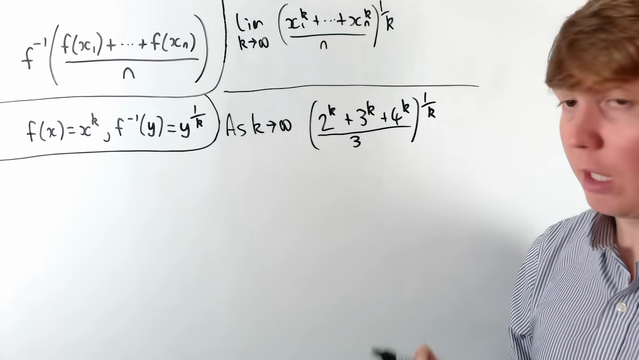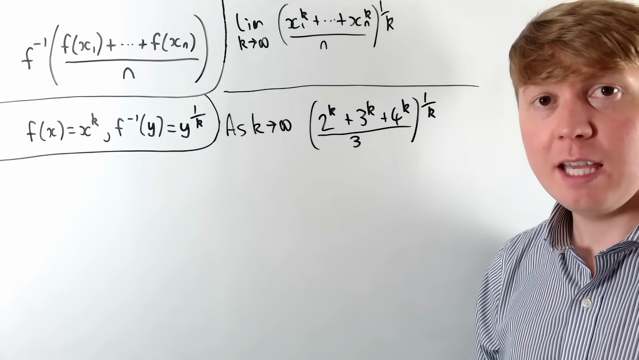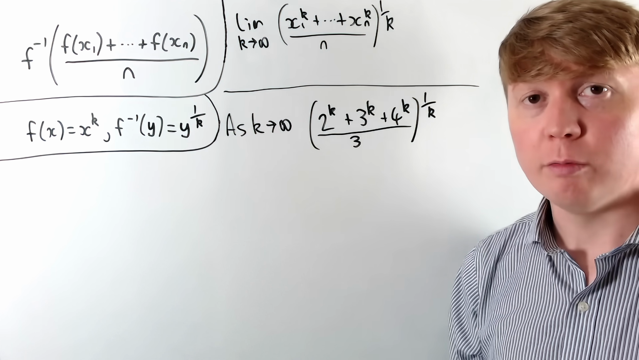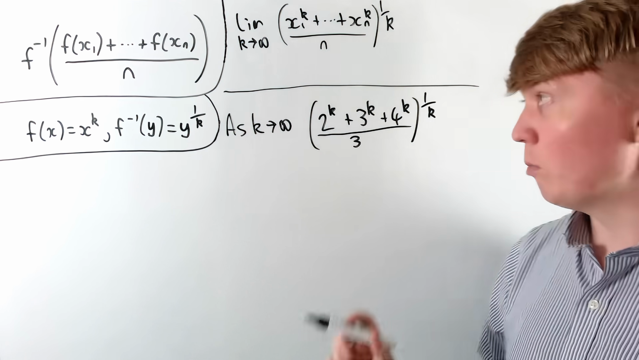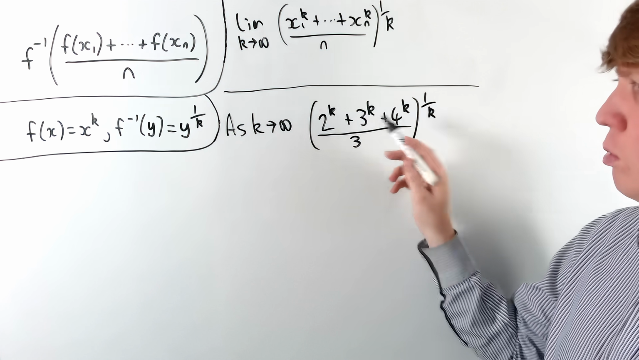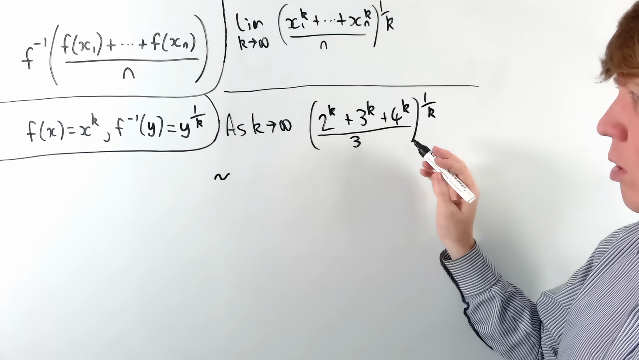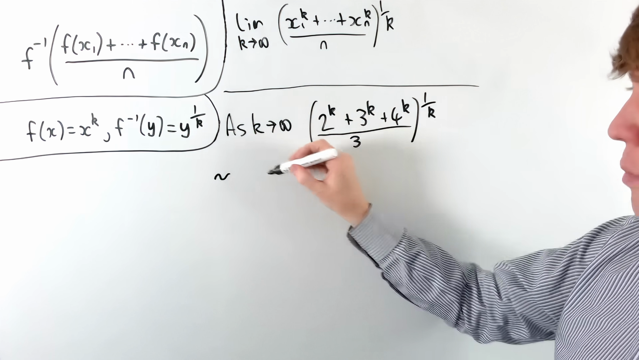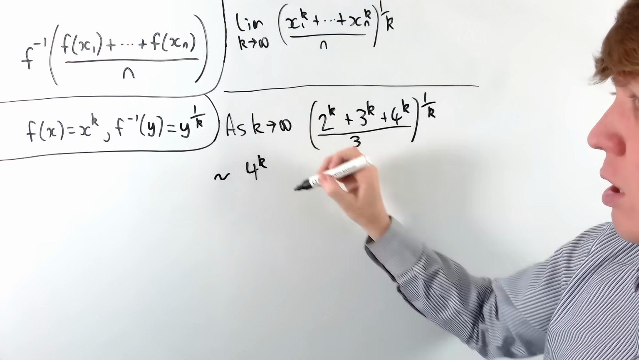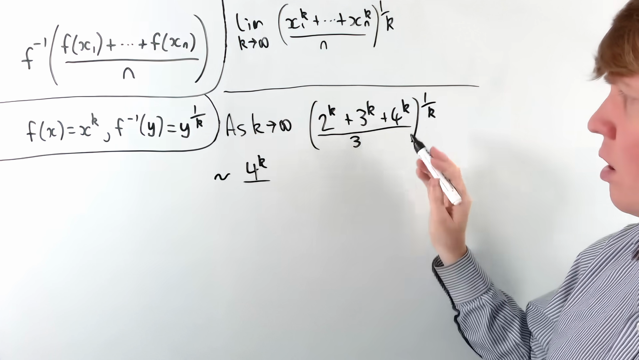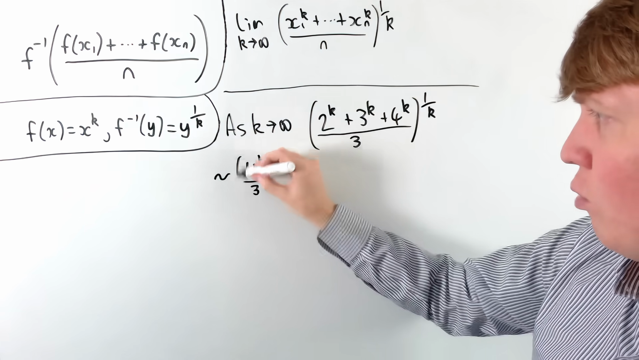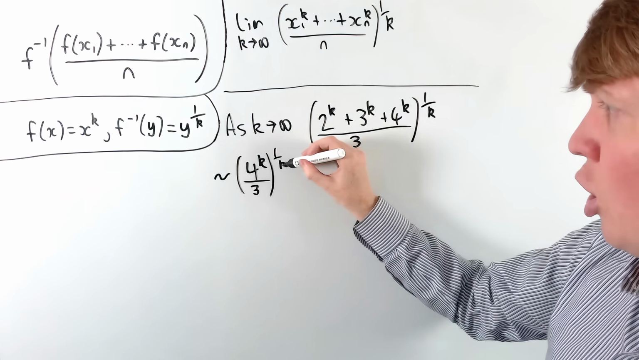So you can perhaps see here, just informally, that as k gets bigger and bigger, the contribution from 4 to the power of k is going to be much, much bigger than the contribution from 2 to the k or 3 to the k. So asymptotically as k goes to infinity, we can ignore these two terms, just working informally. We can say this is going to be basically the same as 4 to the k divided by 3, all raised to the 1 over k.